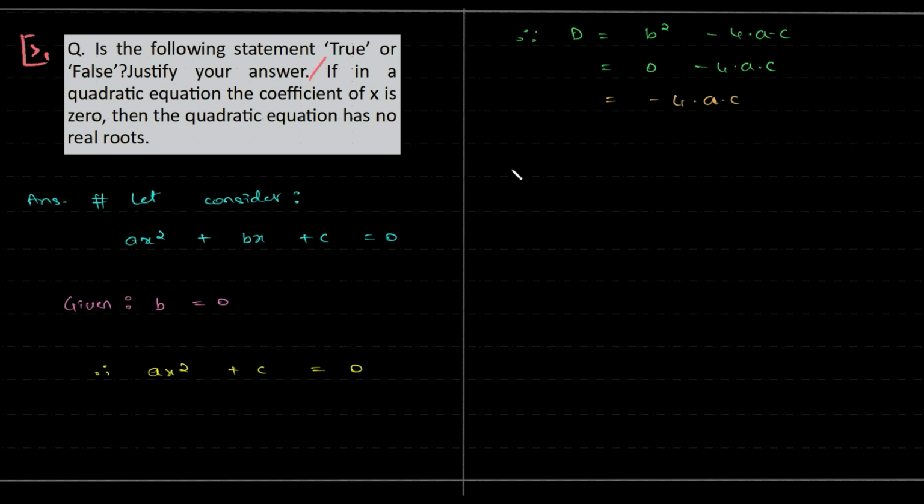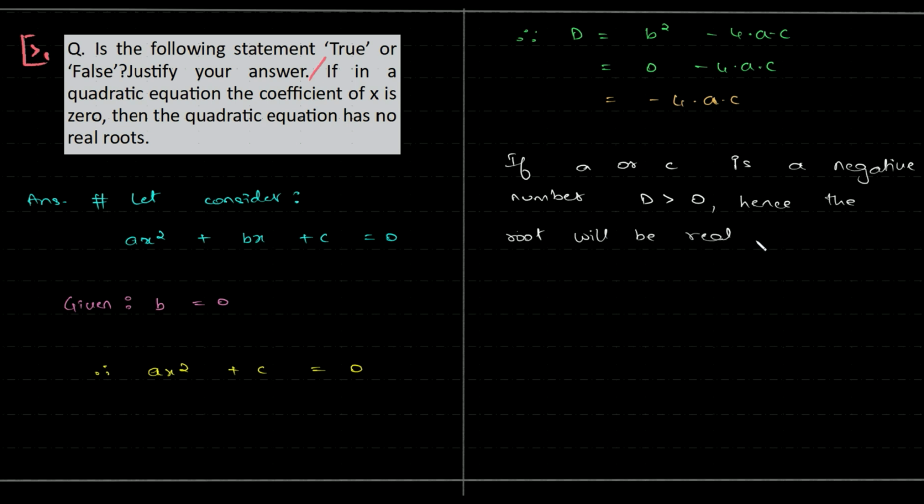What I mean is, for a and c, I should start with: if a or c is a negative number, d will be more than 0. Okay, hence the roots will be real. Okay, thus the statement is false.